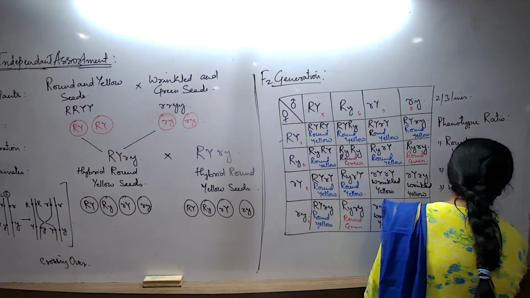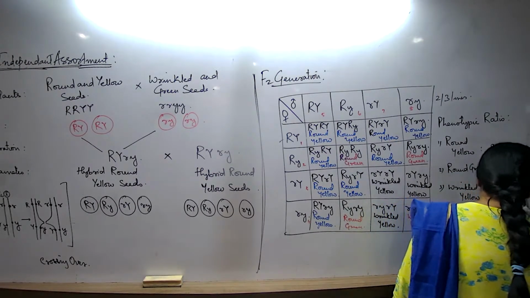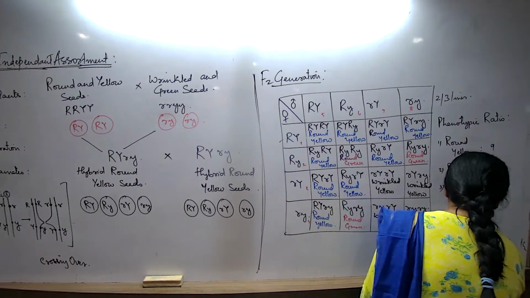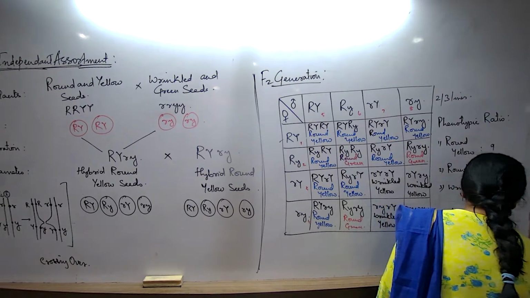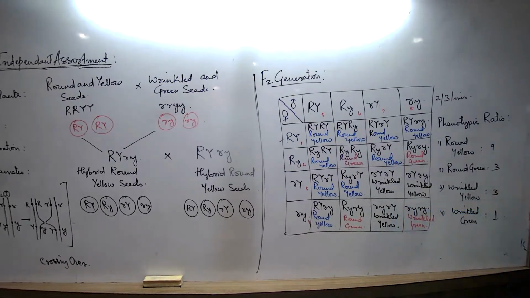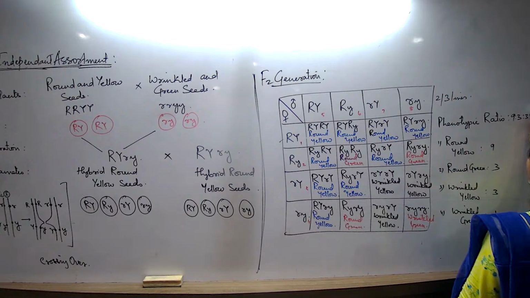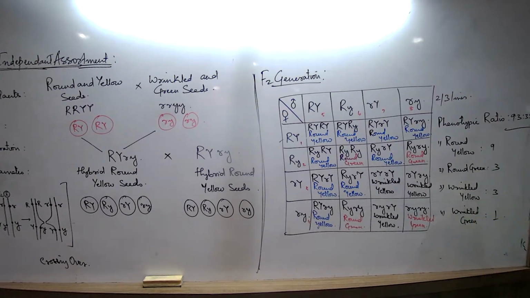Wrinkled and yellow. How many? 3. And the fourth type is wrinkled and green. How many? 1. So what is the phenotypic ratio? The phenotypic ratio is 9:3:3:1.